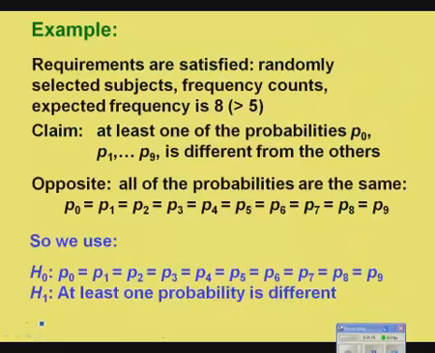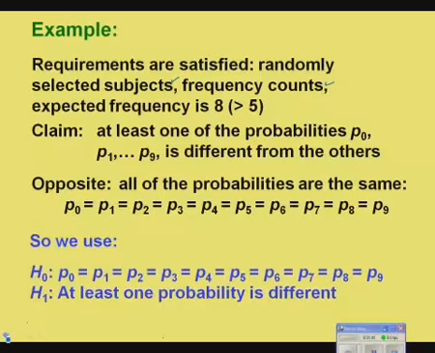Oh, we didn't check the requirements are satisfied. Randomly selected subjects. Frequency counts. We're counting frequency. And the expected frequency is 8. Remember, we computed E? It has to be bigger than 5, or else you shouldn't even do this test. Okay. Here's the claim. One of these probabilities is different from the others.